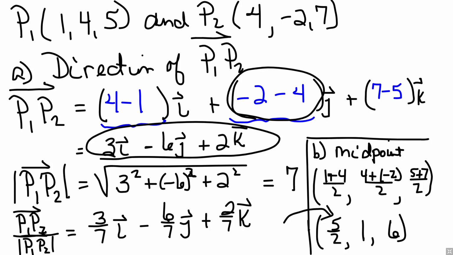Okay, so that is it for that section, the 9.2 section dealing with vectors. Any questions there? Okay, so now let's move into the next section, which is going to be dealing with the dot product.